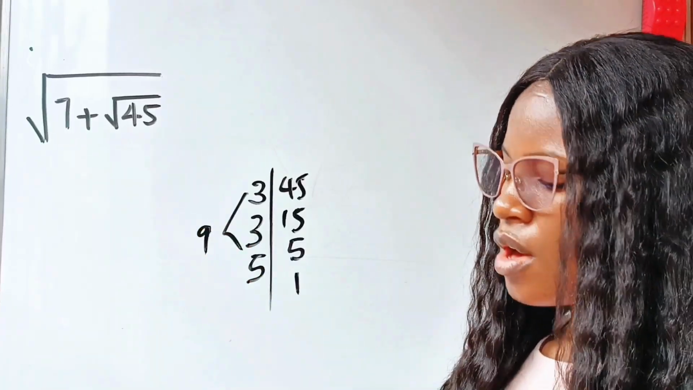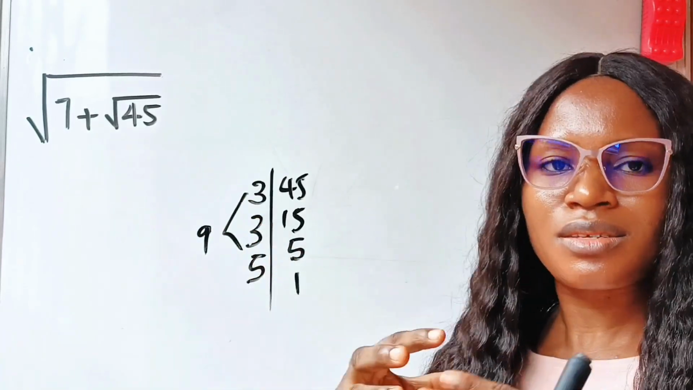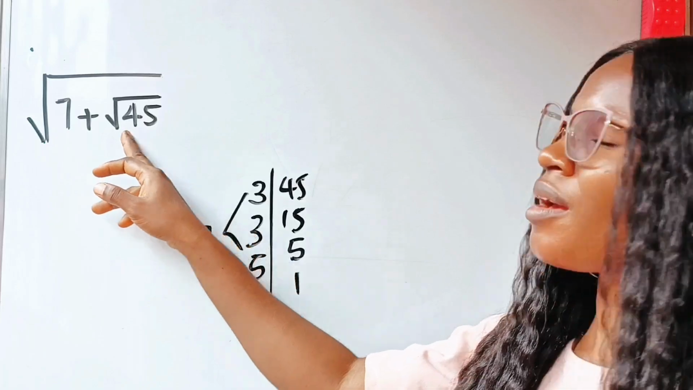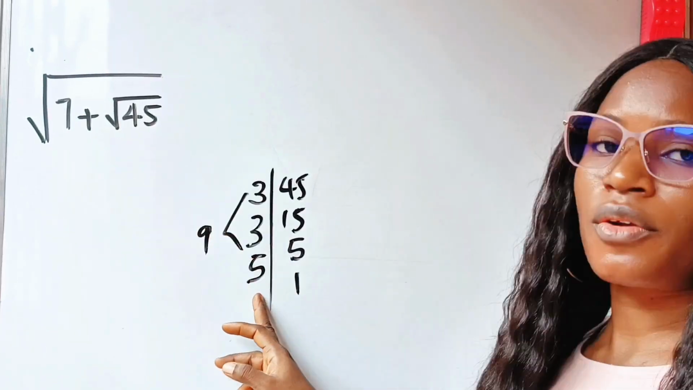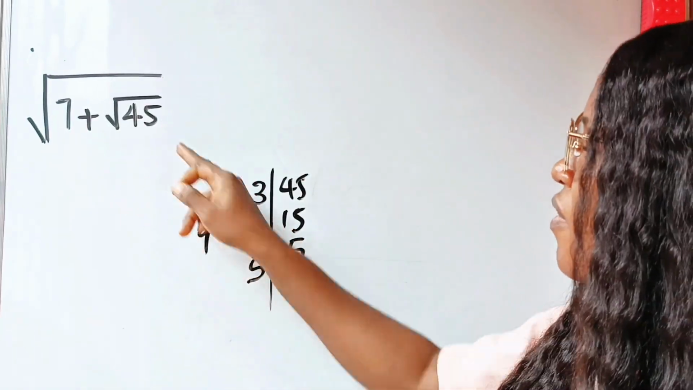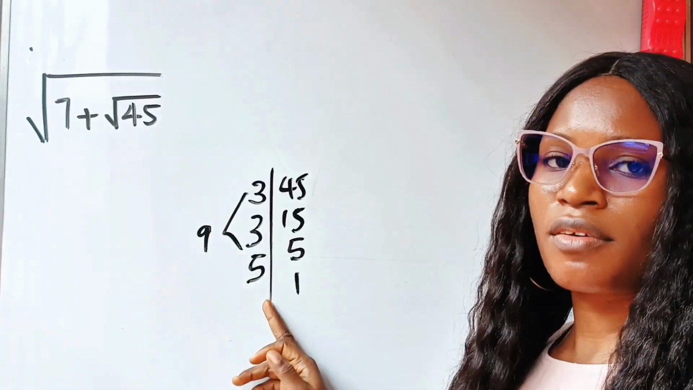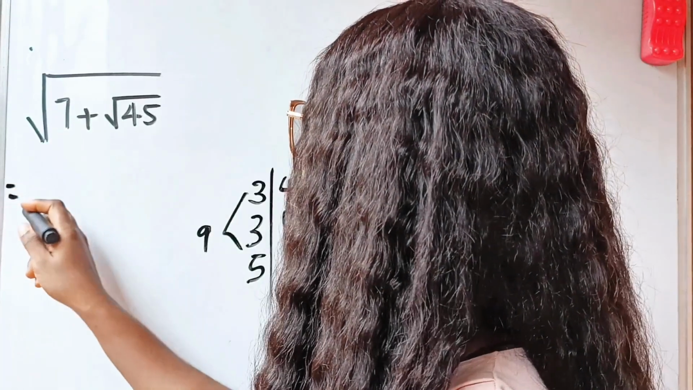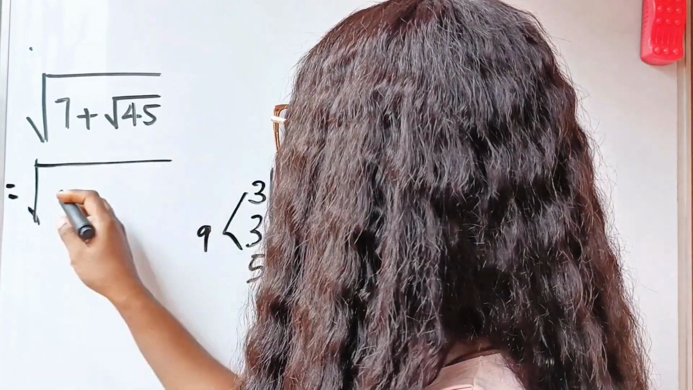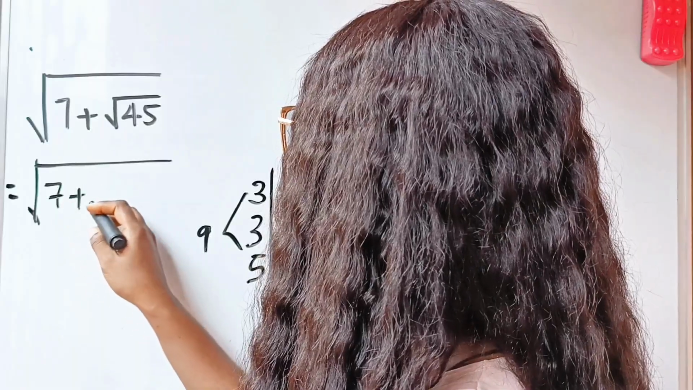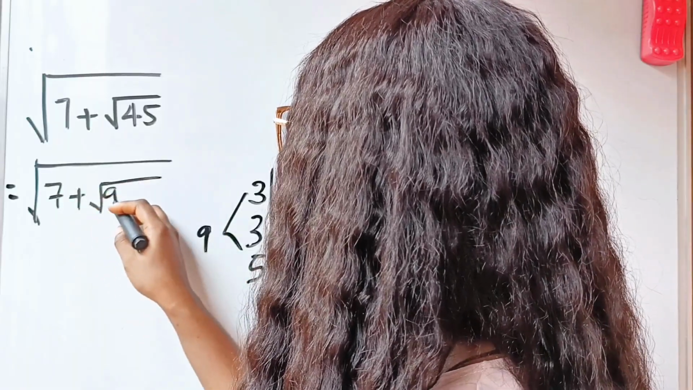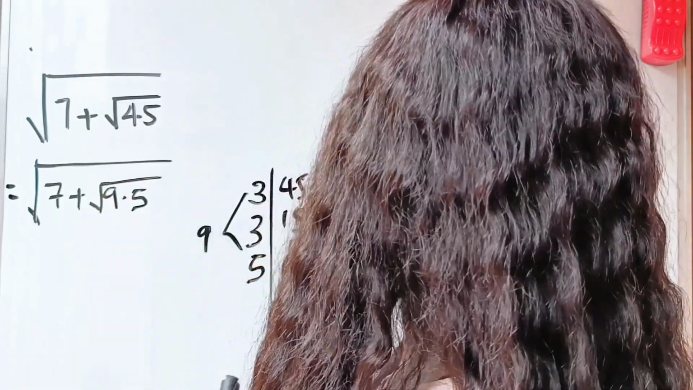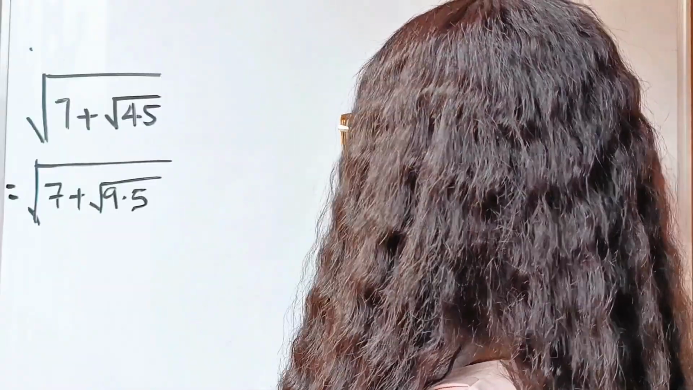9 times 5. So you need to pick the numbers that are the same so that you can get a perfect square and an ordinary number. So we can express 45 as 9 multiplied by 5. So that way we have the square root of 7 plus square root of 9 multiplied by 5. That is the first step.